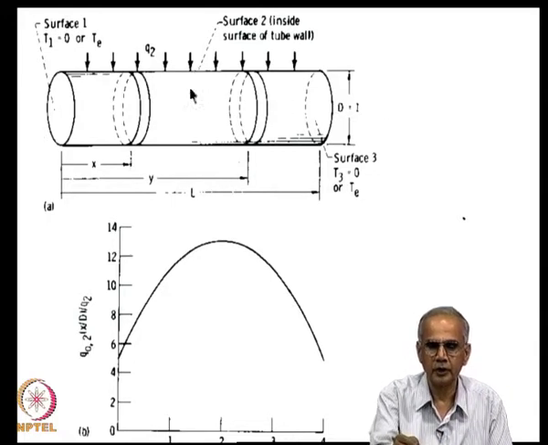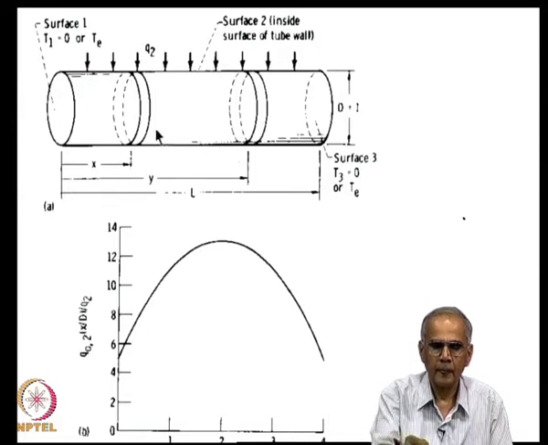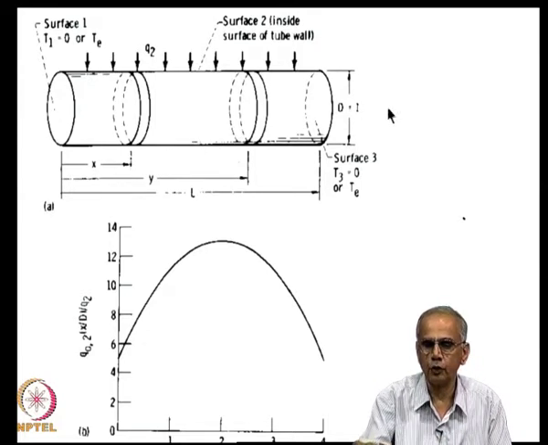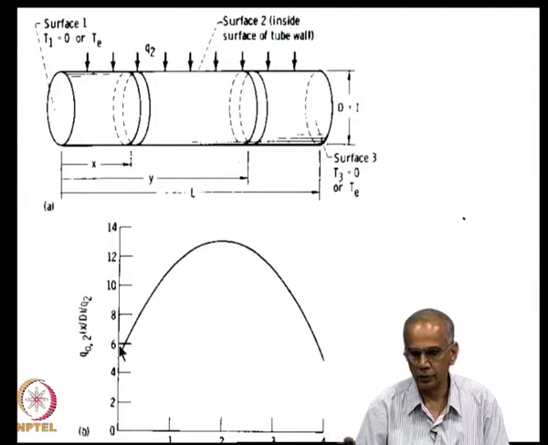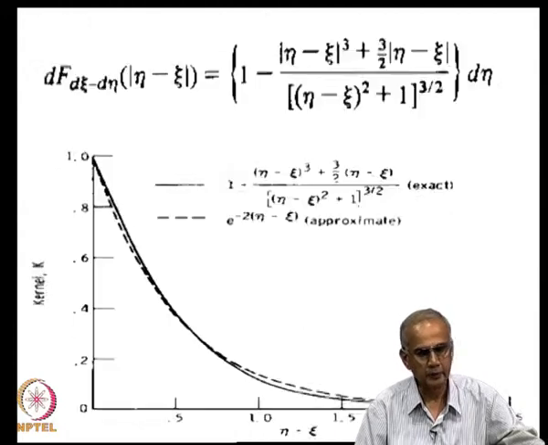So, it will be the hottest and the flux will be the highest radiosity, and as you go to the edges where you are seeing a cold background here, the radiosity will come down. So, these two are understood. Now, we go to the next picture.